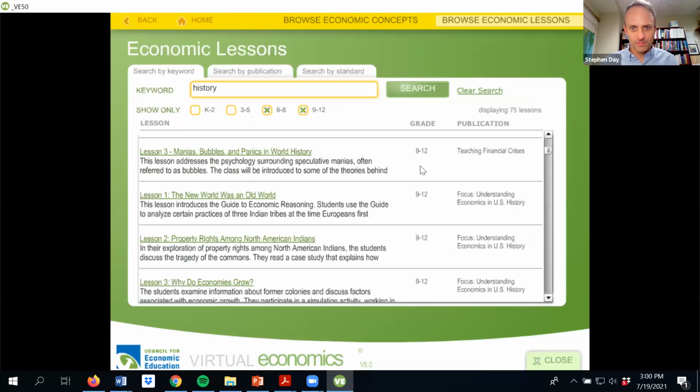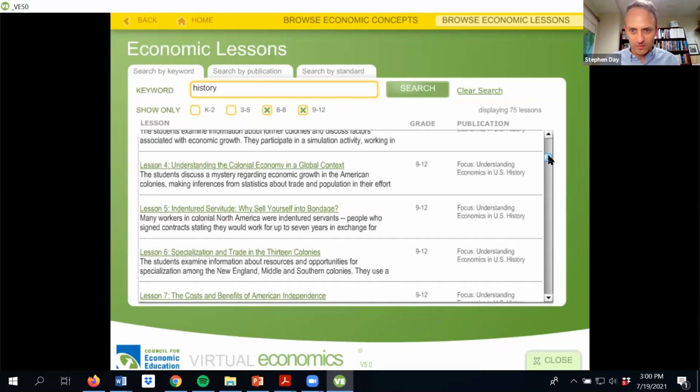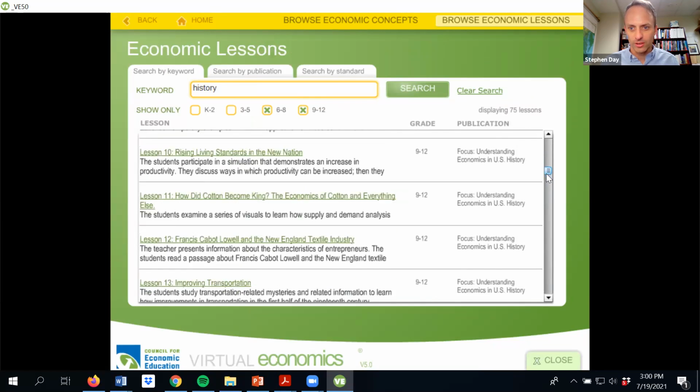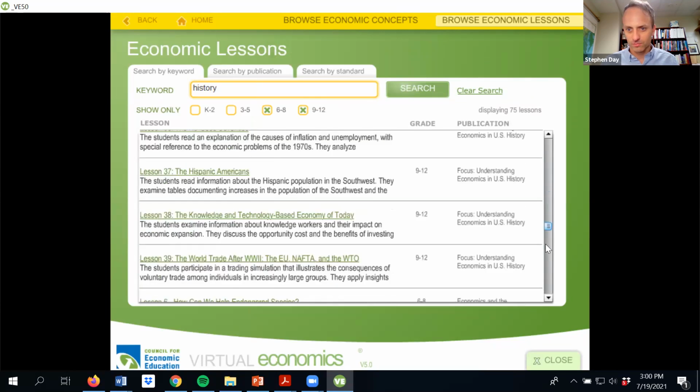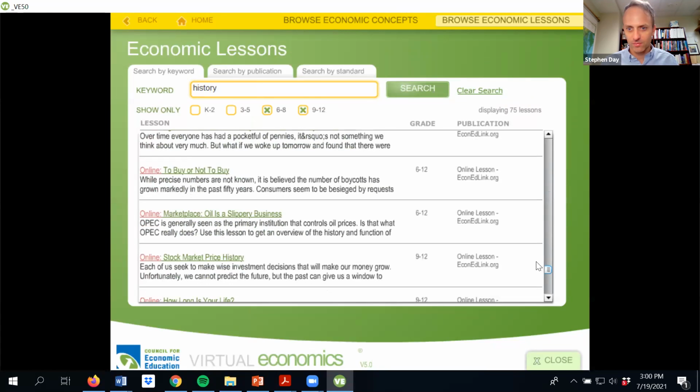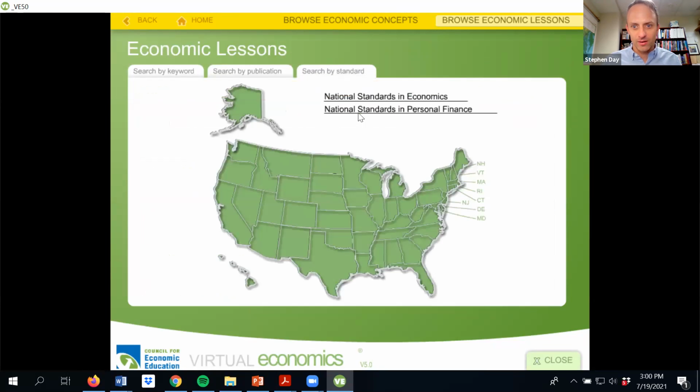So let's go back. Notice that there's a whole US history publication, which is really good. A world history publication, which we're going to look at. And then they take you to Econ EdLink, and I'll tell you more about Econ EdLink later. You can search by standard. If you see this tab right here, we're going to click on Virginia.